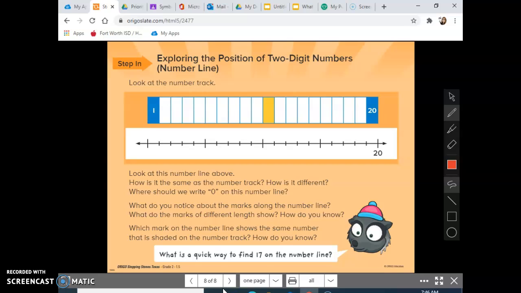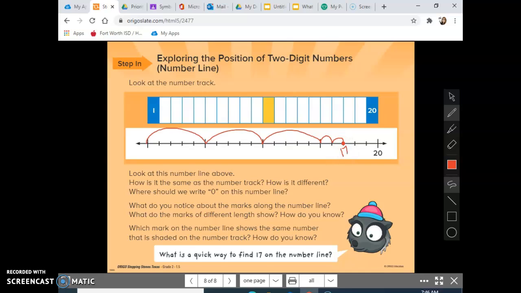One last way, a quick way to find 17 on the number line. Now, I know that when I count, 17 comes after the number 15. 15, 16, 17. So I'm going to skip over to the number 15 using those long marks. So starting at 0, 5, 10, 15. And now I can use my short marks to count in intervals of 1, 16, 17. So I know that this number is 17.